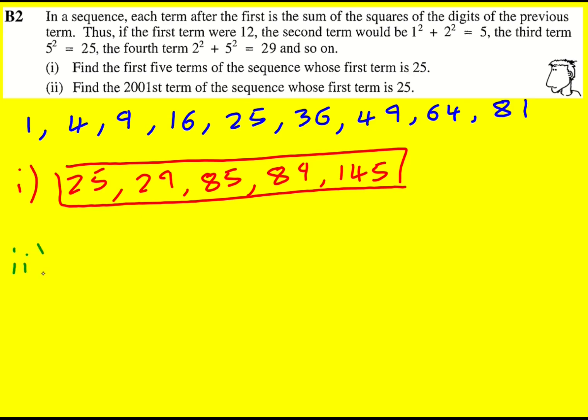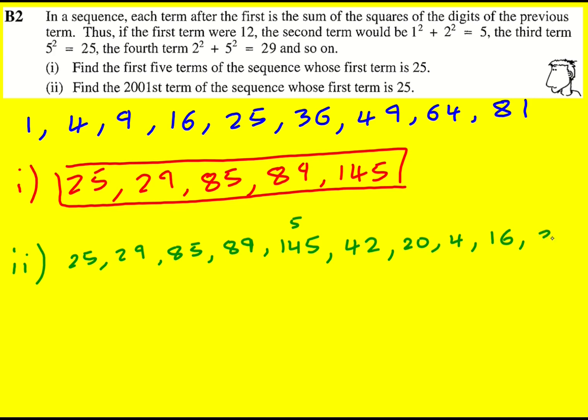Now we're asked to find the 2001st term. So I'm going to need to keep going with our pattern. I'm just going to write it out again. This is the 5th term. Okay, now I do 1 squared plus 4 squared, 17, plus 5 squared gives me 42. 16 plus 4, 20, then 4, then 16, then 37. Okay, that is the 10th term.